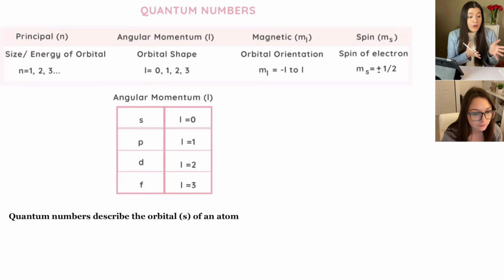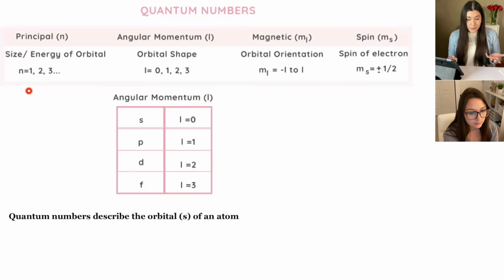Now, there are 4 different types of quantum numbers that you're going to have to memorize and be able to figure out, I'd even say based on the format of the electron configuration, which we'll cover. But overall, what quantum numbers do is describe the overall orbital of an atom. Specifically, the first 3 quantum numbers tell us more about our orbitals, versus the last one, which talks about the electron.